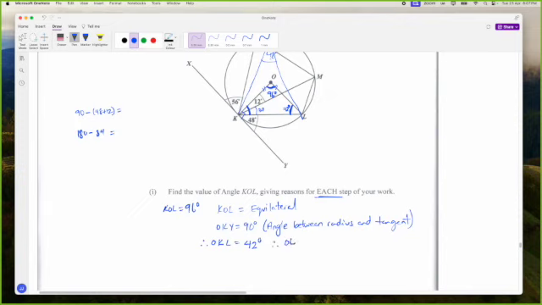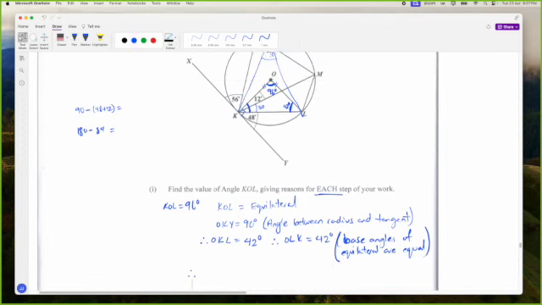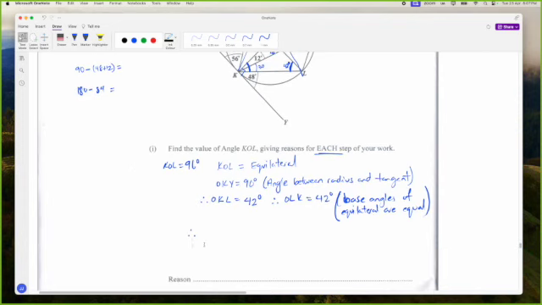Therefore, OLK is also 42 degrees, because base angles of an isosceles triangle are equal, and therefore KOL, which is what they asked for, is equal to 180 minus the 42 times 2, which is 96 degrees. And you could put here: angles in a triangle equal 180 degrees.